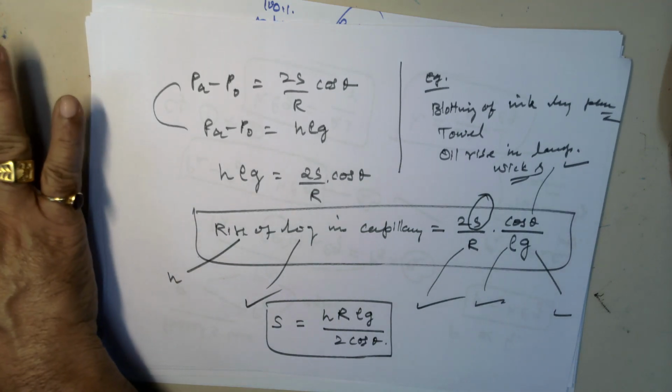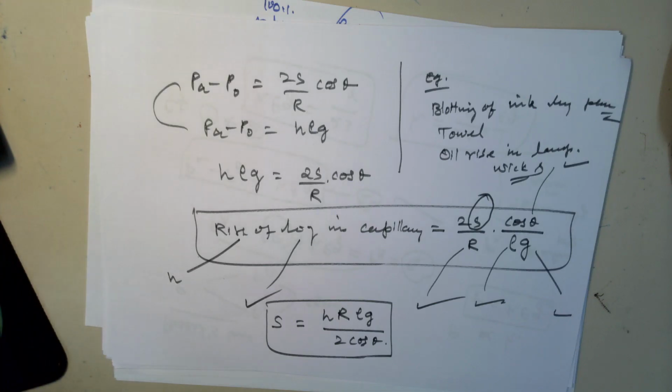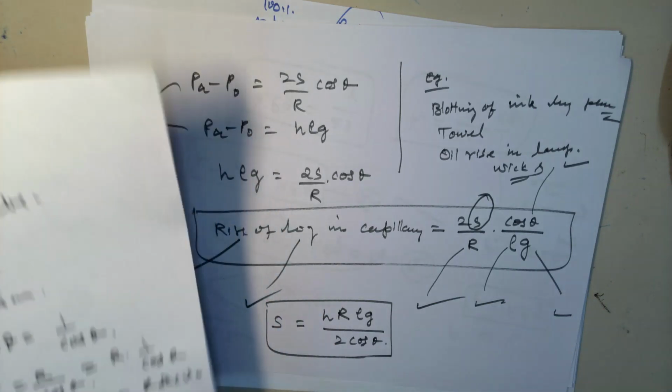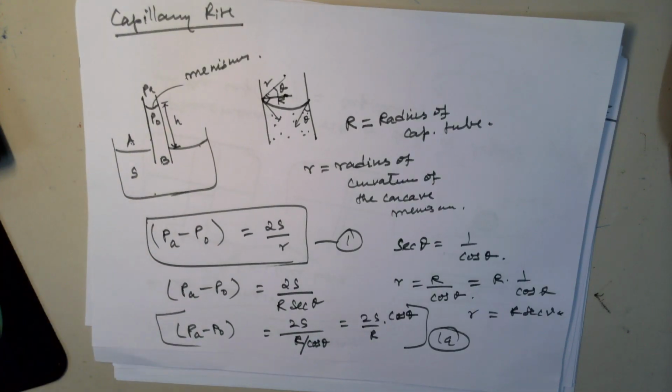So today we have discussed two important aspects under the heading surface tension. One is angle of contact. Another is capillarity. So you can anticipate a lot of questions based on the concept, reasoning questions as well as numericals. So we'll continue in the next class.